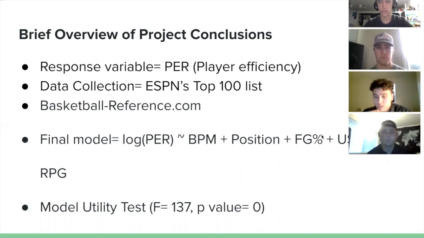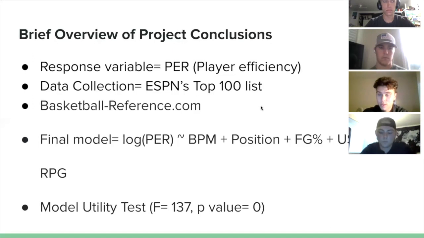Then we used field goal percentage, which was just the total percentage of shots made over shots taken, and then usage percentage, which was just how much they were used in a game, and rebounds per game, or RPG. So after doing a model utility test, which was testing the coefficient of every single one of these explanatory variables, we got an F-score of 137 and a p-value of functionally 0, which means that our final model was incredibly significant, and that was good news.